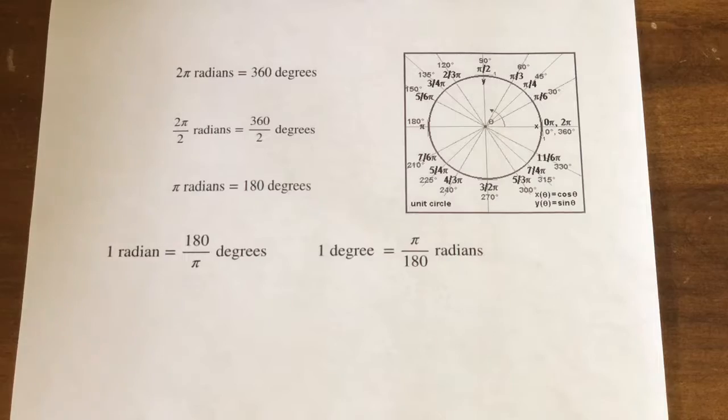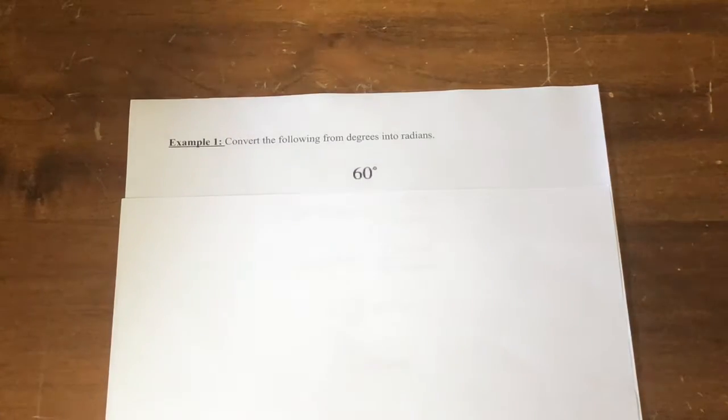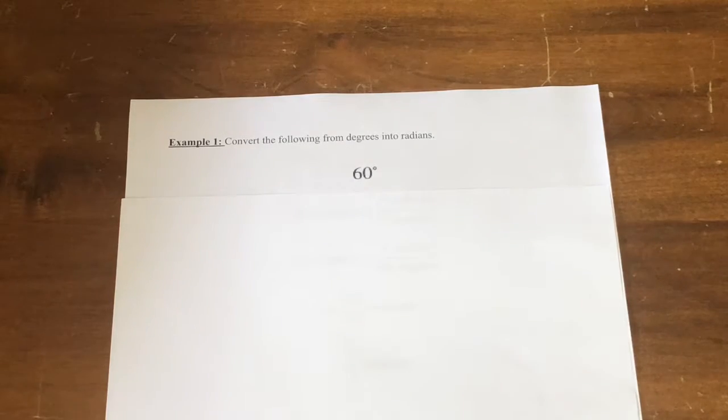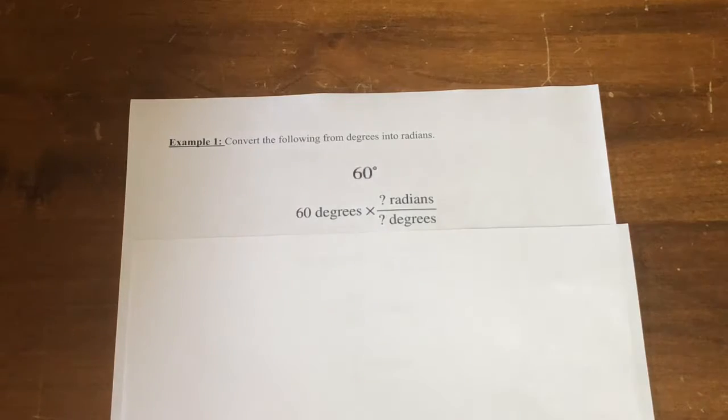Now let's move on to some example problems. Example 1 asks us to convert 60 degrees into radians. The first step is to multiply 60 degrees by either radians over degrees or degrees over radians. Which one is it? Let's first ask ourselves, what are we trying to find here? We are trying to convert degrees into radians. In order to get radians, we have to cancel out the degrees. Therefore, we would need to multiply 60 degrees by radians divided by degrees.